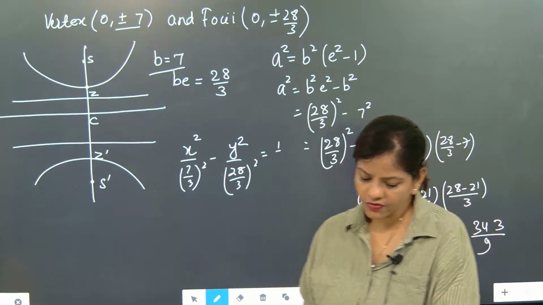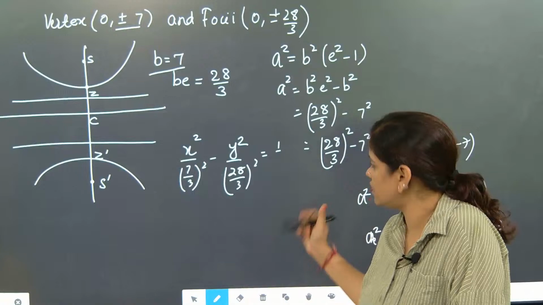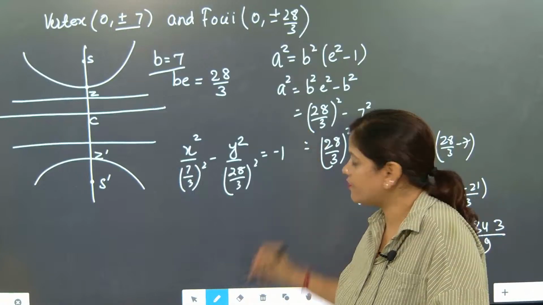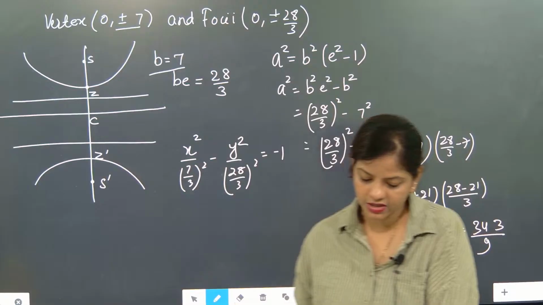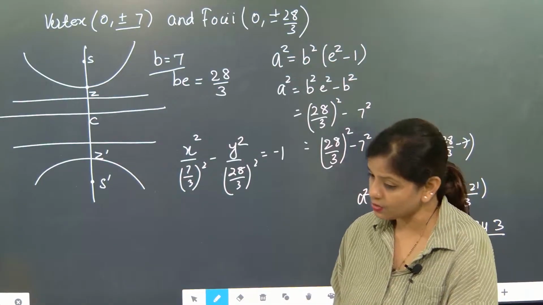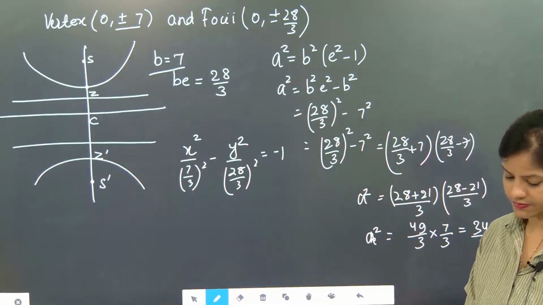Understood? So the equation of the hyperbola for the conjugate can sometimes be written as equal to minus 1 also. For transverse it will be plus 1, and for conjugate it will be minus 1. You need to represent it like that also. Okay, I'm moving.